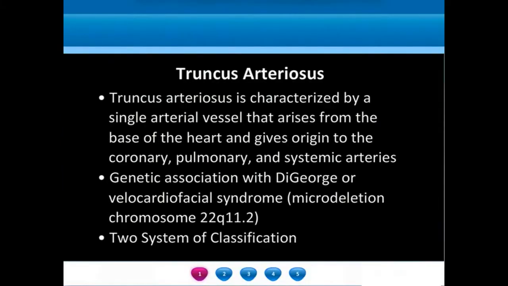Welcome to the e-textbook of echocardiography in congenital heart diseases. In this module, we are going to discuss Truncus arteriosus. Truncus arteriosus is a single arterial vessel that arises from the base of the heart and gives origin to coronary arteries, pulmonary arteries, and the systemic vessels. It has a strong genetic association with 22q11 mutation.